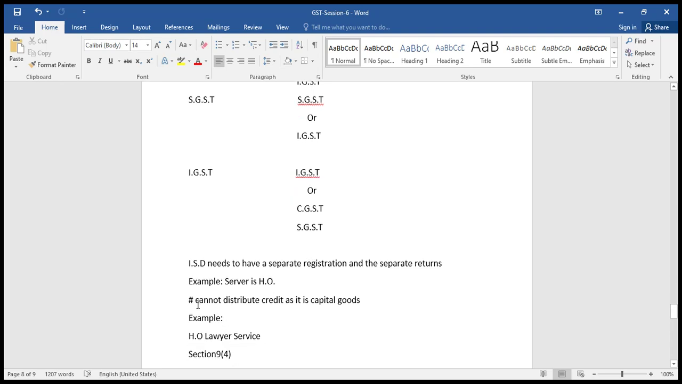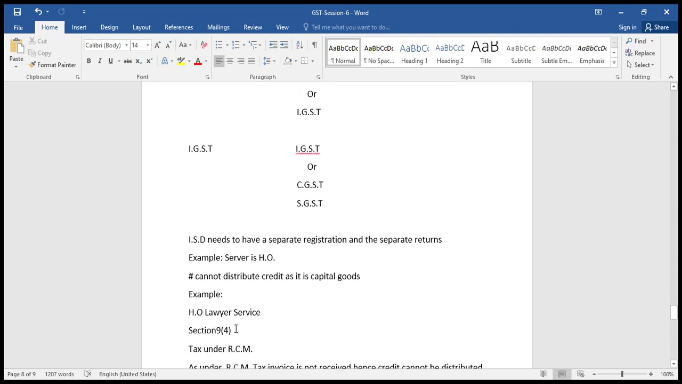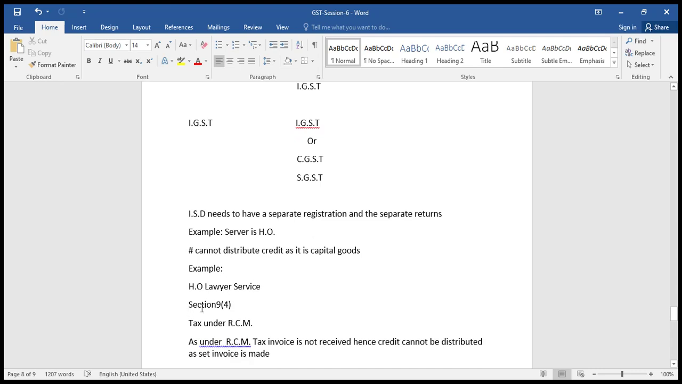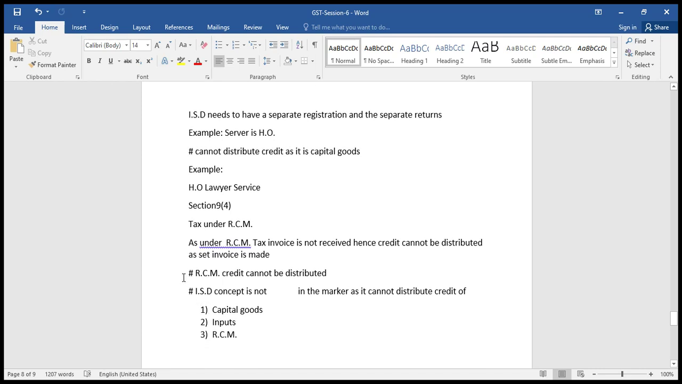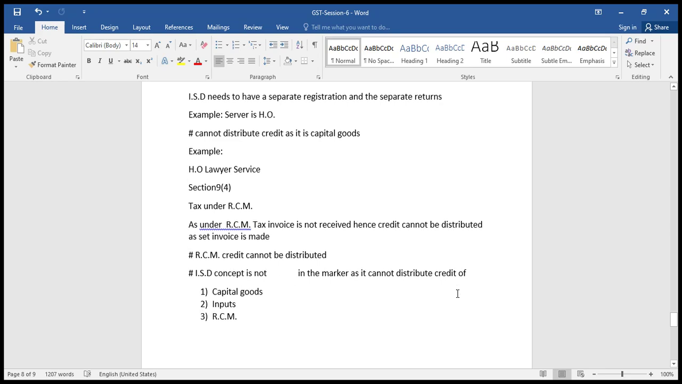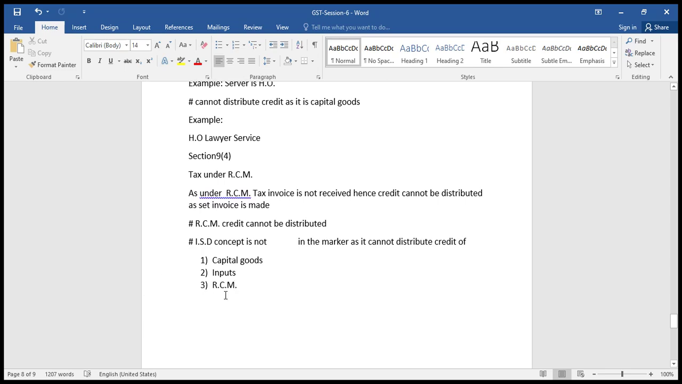Server at HO, cannot distribute as it is capital goods. HO legal service, Section 9(3), tax on RCM. As the RCM tax invoice cannot be distributed as the invoice is self-issued, RCM credit cannot be distributed. The ISD concept is not flourishing in the market as it cannot distribute credit of capital goods, inputs, and RCM.